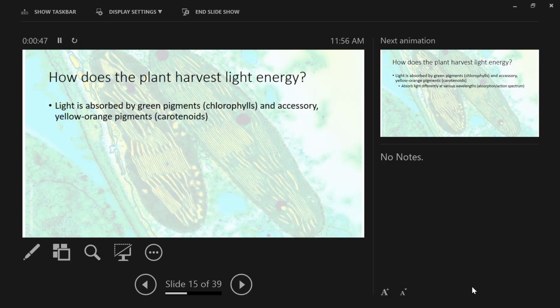That plants have pigments that absorb light. Now, some of these are green, the chlorophylls. Some of these are like a yellowish orange, the carotenoids, the accessory pigments. But plants have these pigments that absorb light, and they absorb light differently at various wavelengths. We mentioned this a little bit on Monday, and I said the reason why plants are typically green is because plants have a very specific pigment type that absorb all parts of the visible spectrum except green, right? That light does not get absorbed and it gets reflected back.